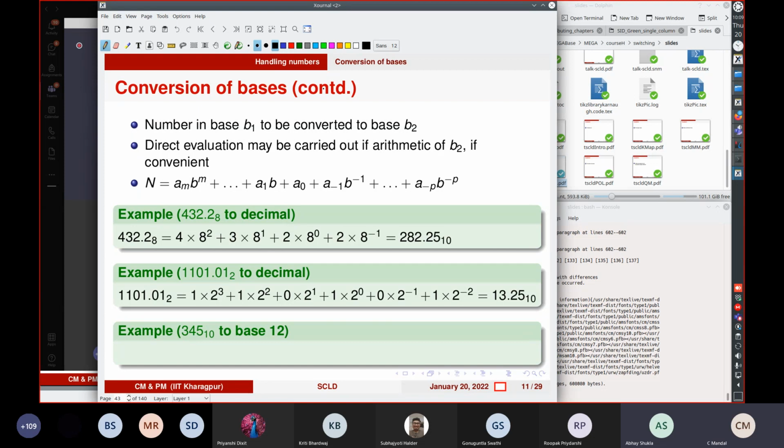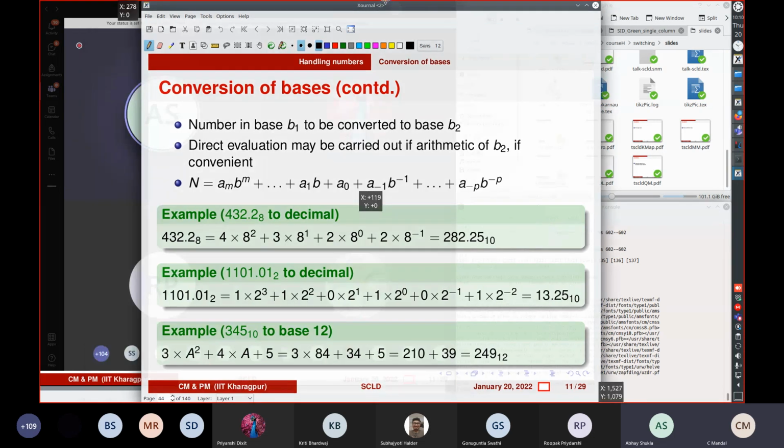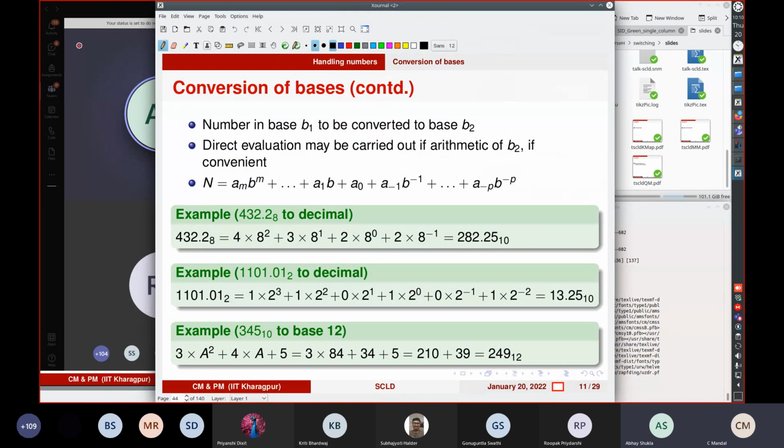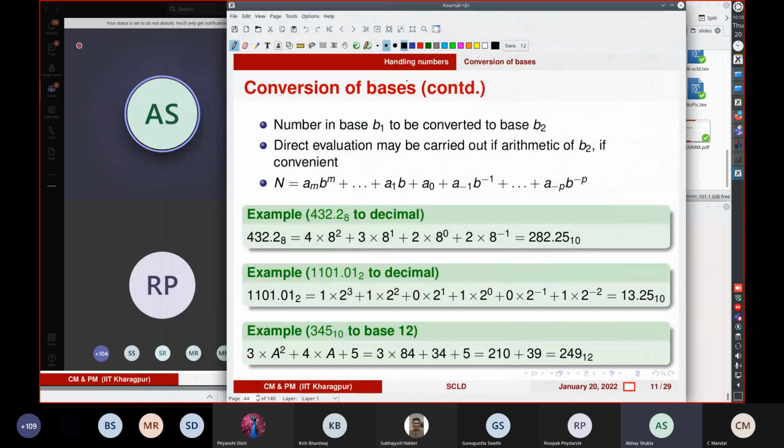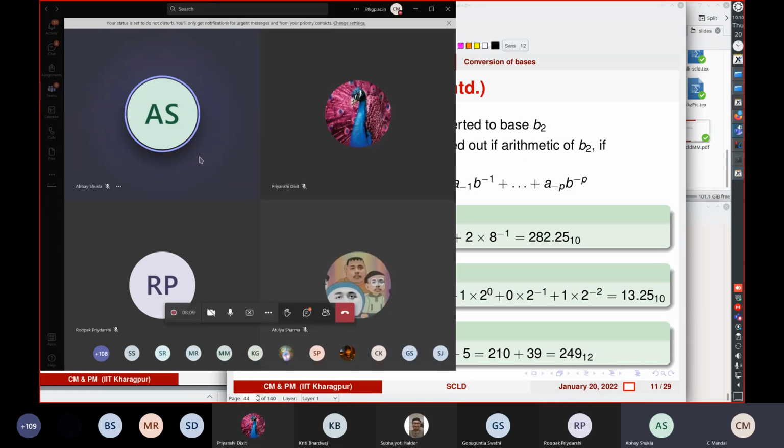Sorry. Yeah, this is the direct evaluation. This is what we have been doing, and this is the last example we did to convert a number in base 10 to base 12. Direct evaluation can work if the arithmetic is convenient. For the last example, it is not that convenient, but it can be done. We're just revisiting what was done yesterday and correcting some errors. Any questions there?